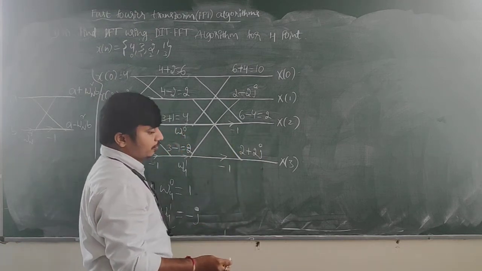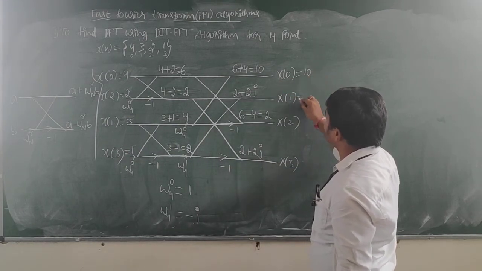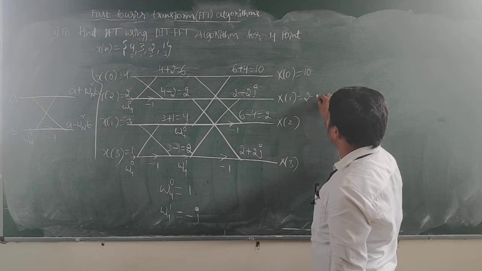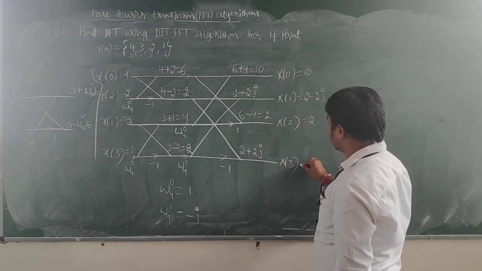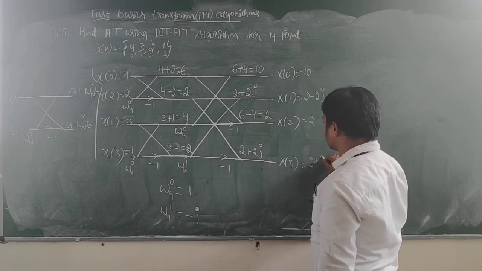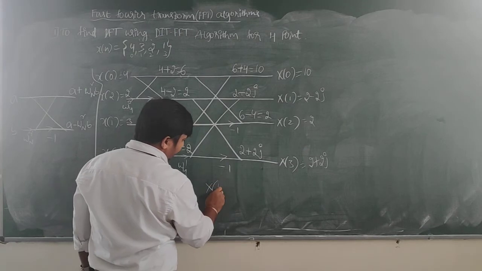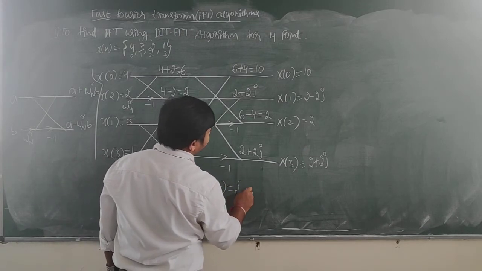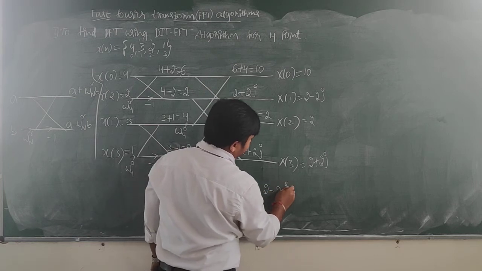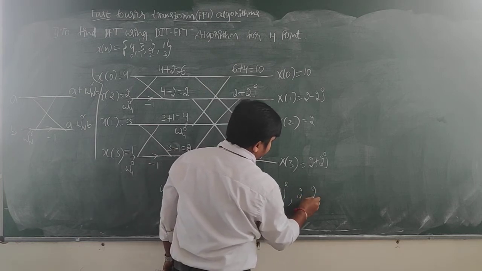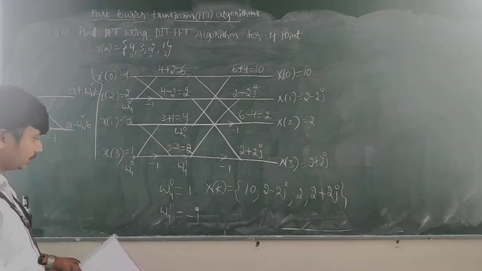Okay, so therefore x of 0 is equal to 10, x of 1 is 2 minus 2j, and x of 2 is 2, x of 3 is 2 plus 2j. Therefore x of k is equal to 10, comma, 2 minus 2j, comma 2, comma 2 plus 2j.